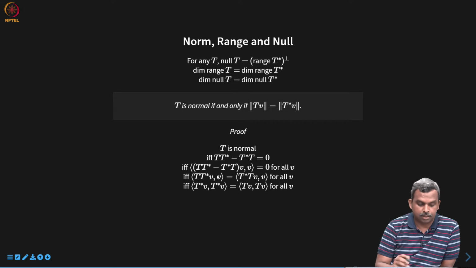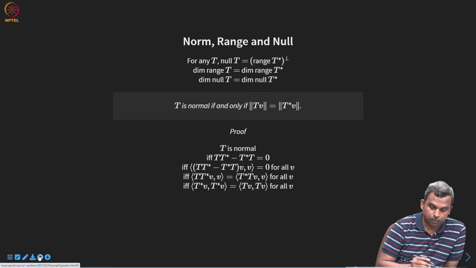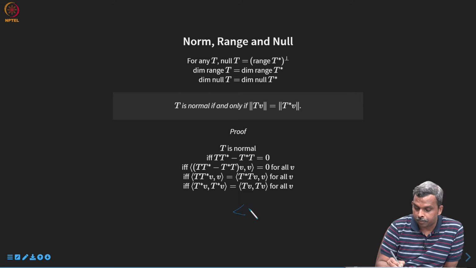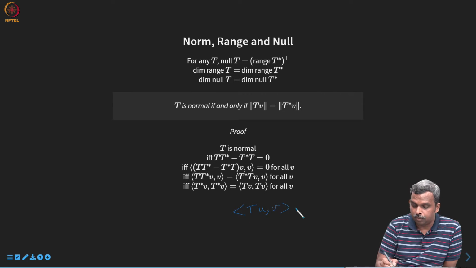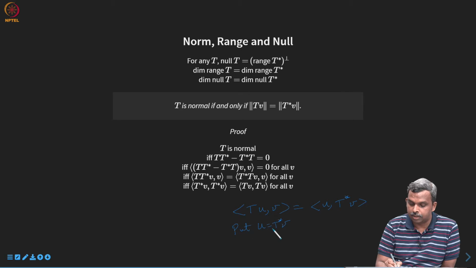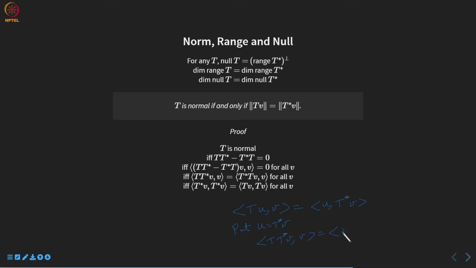So you can see this relationship. Maybe I should write this down a little bit more clearly. See, TU comma V equals U comma T star V, isn't it? You simply put U equals T star V, and you will get this relationship. What do you get? T star V comma V equals T star V comma T star V. Okay, so it's just the same thing.